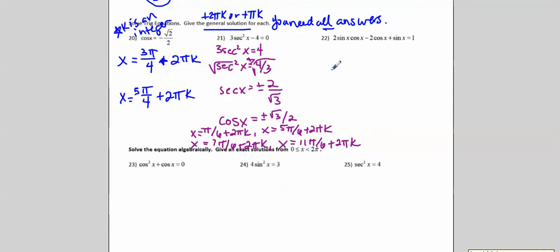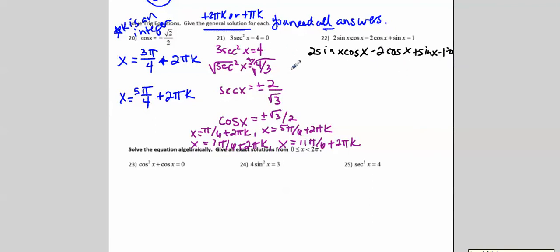Alright, in problem 22, it looks like we're going to need to do a little bit of factoring. And you may not have seen a problem like this before, but that's okay, because we're going to work through it together. You want to make one side 0, so I'm going to subtract this 1, and I have 2 sine x cosine x minus 2 cosine x plus sine x minus 1 equals 0.